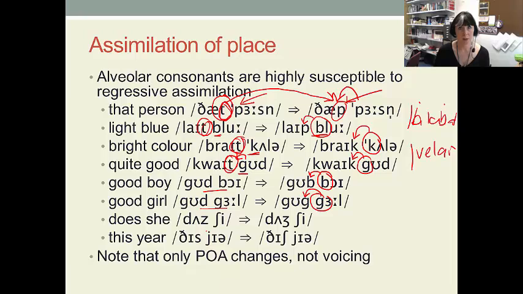This also happens with alveolar fricative consonants at the ends of words in some instances. Here we've got does, she, and the sh sound is post-alveolar. And so what happens is this has an effect on the preceding fricative sound. So instead of this fricative being produced as alveolar, it's now produced as post-alveolar.